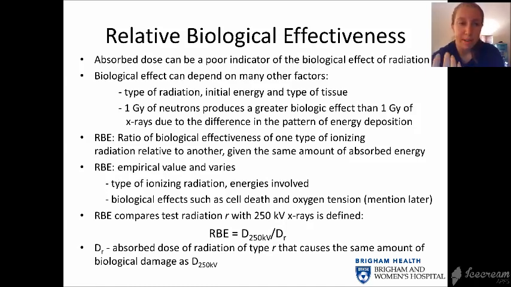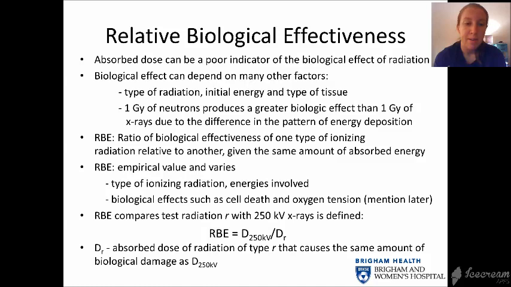For example, 1 gray of neutrons produces a greater biological effect than 1 gray of X-rays, just due to the difference in the pattern of energy deposition. The relative biological effectiveness is the ratio of biological effectiveness of one type of ionizing radiation relative to another, given the same amount of absorbed energy. If you don't have a sense of what this means yet, I'm going to show you a graph in the next slide. The RBE is an empirical value, and it varies with the type of ionizing radiation, the energies involved, and the biological effects such as cell death and oxygen tension, which I'm going to mention later on in the talk.